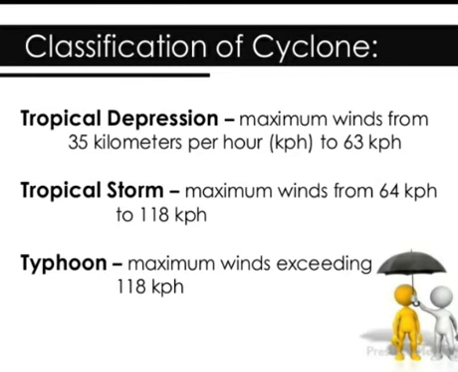Classification of cyclones. There are 3 classifications of cyclones. There is tropical depression, maximum winds from 35 kilometers per hour to 63 kilometers per hour. Si tropical storm naman, maximum winds from 64 kilometers per hour to 118 kilometers per hour. Si typhoon is a maximum wind exceeding 118 km per hour. As you can see, it's based on how strong the wind is as it travels along the way. Kasi these cyclones are actually traveling hasta minsan na daw matunaw siya pa.